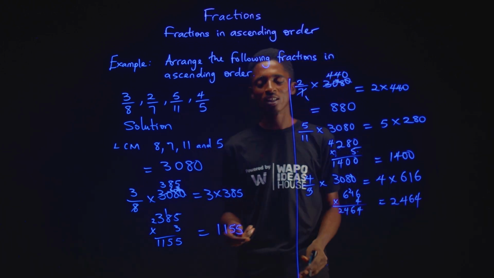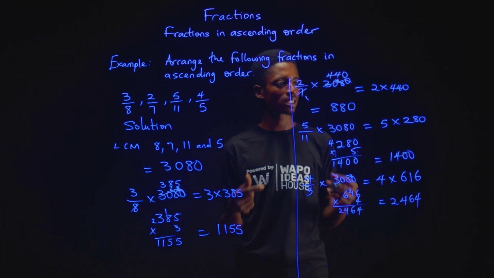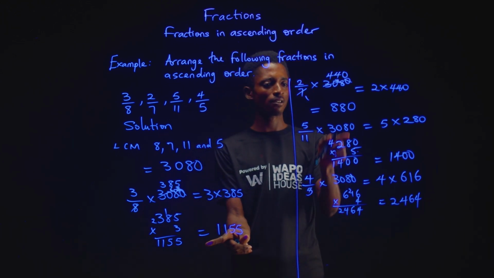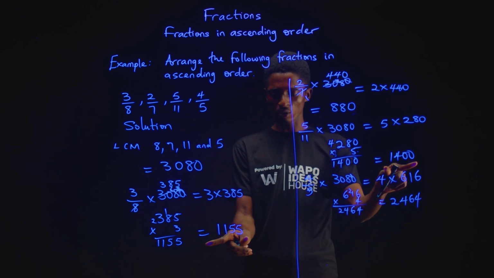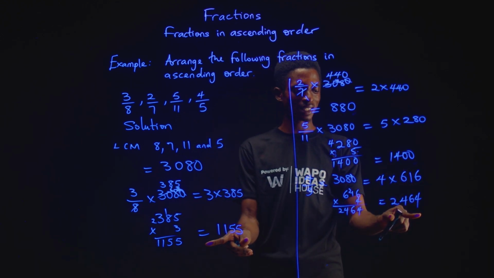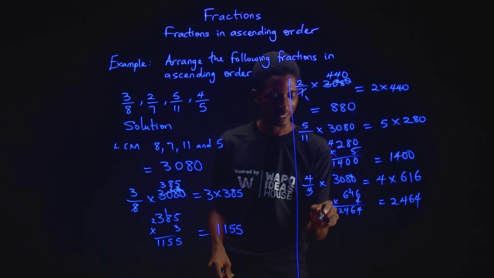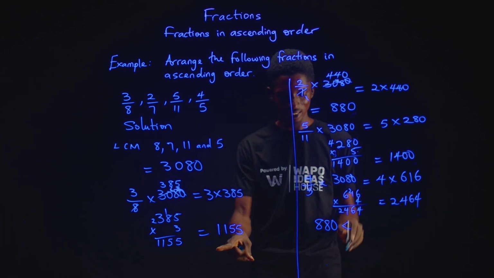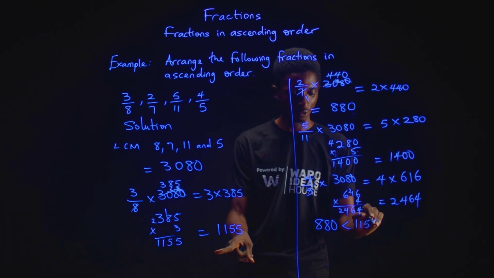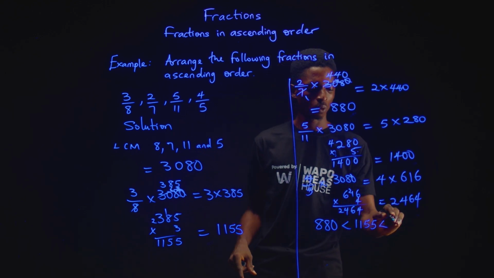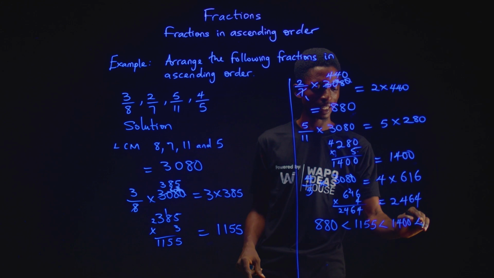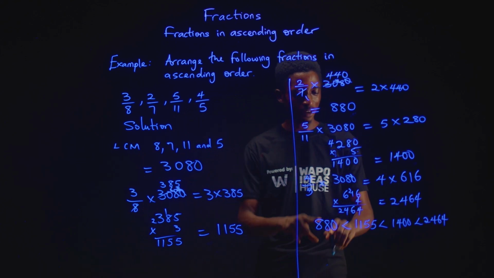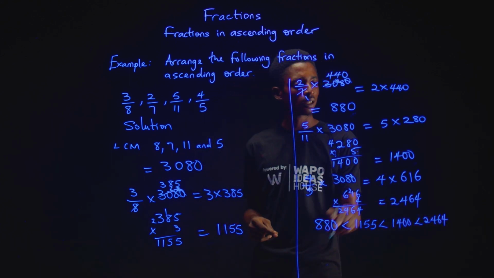2464. Now let's arrange our answers in ascending order. That is from the smallest to the biggest. We have here 1155, 880, 1400, and then 2464. The smallest number here is 880, which is less than, the next is 1155, which is less than 1400, and then less than 2464.